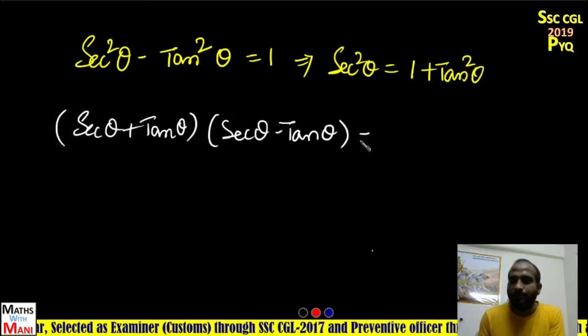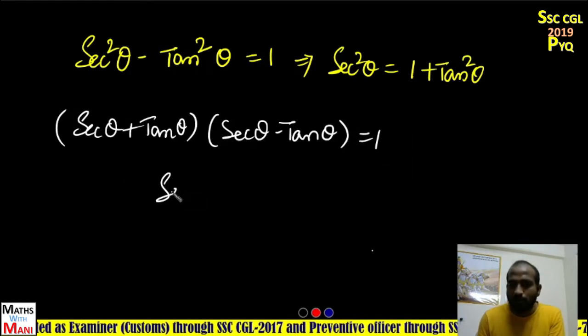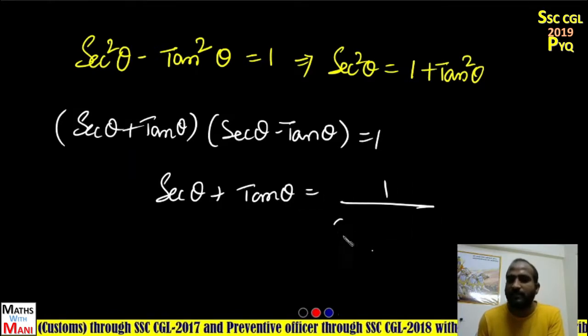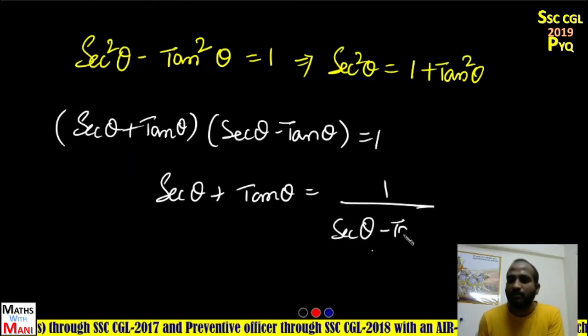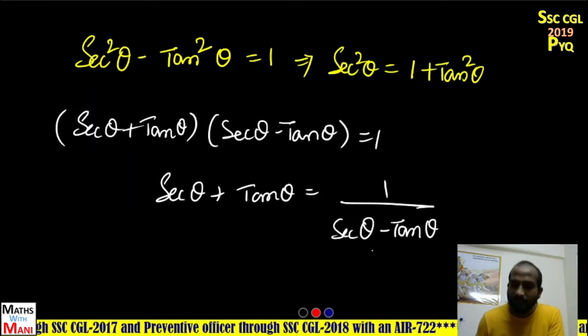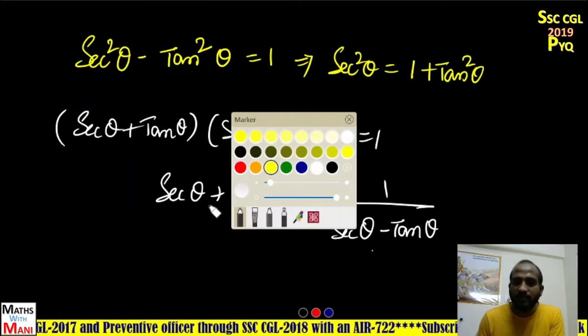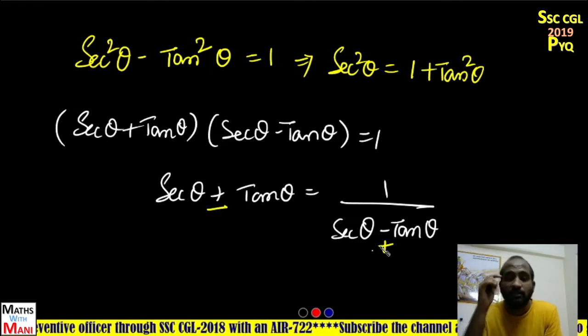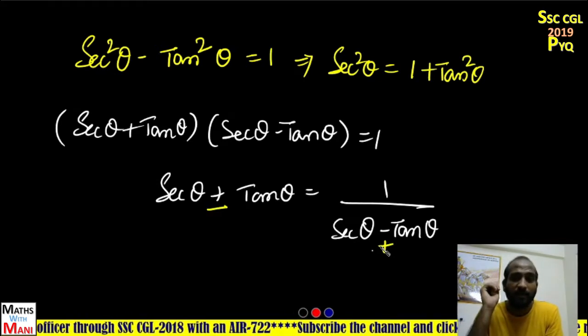is equal to 1. So from that I can tell you secant theta plus tan theta is equal to what? 1 by secant theta minus tan theta. Yes or no? Similarly, what is the value of secant theta minus tan theta? 1 by secant theta plus tan theta. This is the most important identity.